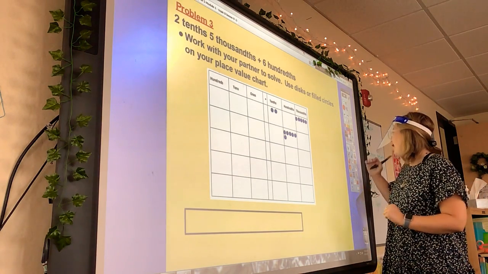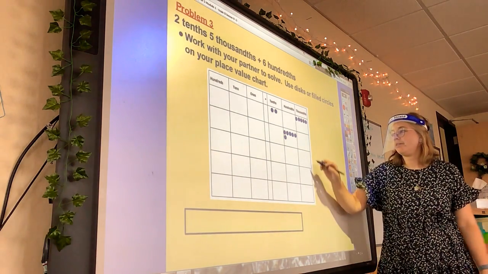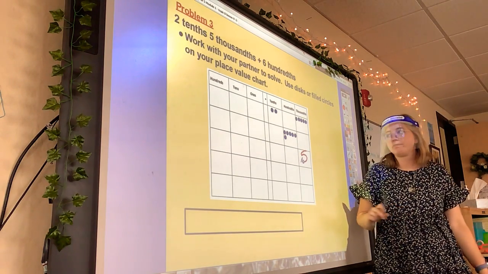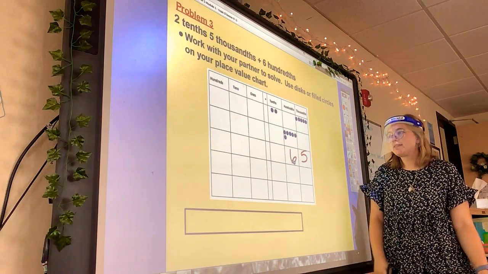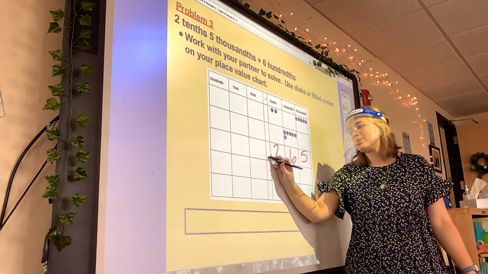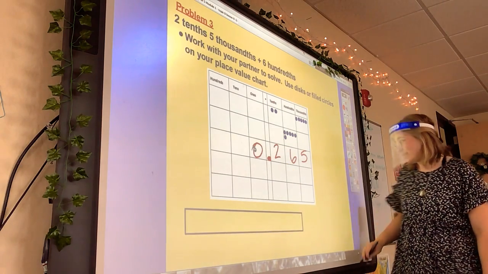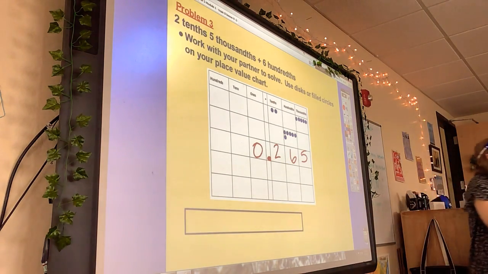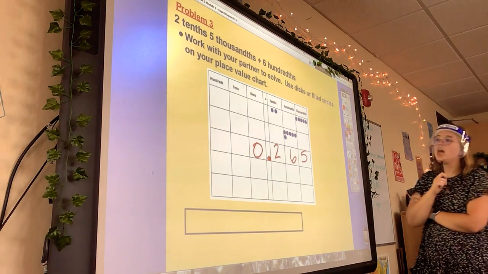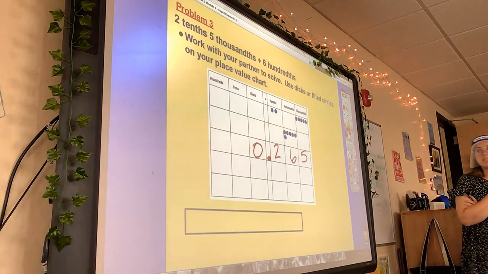Anyway, how many thousands do I have? Go. 5. How many hundreds? Go. 6. How many tens? Go. 2. Okay, and then decimal. And Miss Witt likes you to put a 0 in the ones place because it looks nicer. Just Miss Witt things. She likes it to look neat. Okay. All right. Here's what we're gonna do.